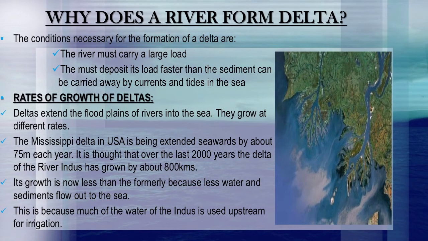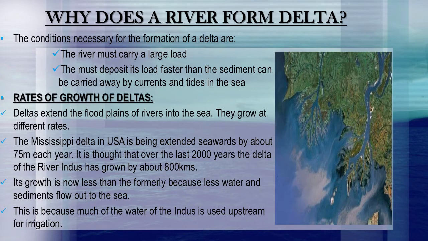Now there is a question: why does a river form a delta? The answer is that the conditions necessary for the formation of a delta are that the river must carry a large load, and the river must deposit its load faster than the sediment can be carried away by currents and tides in the sea. Now, what are the rates of growth of deltas? They are written on your screen.